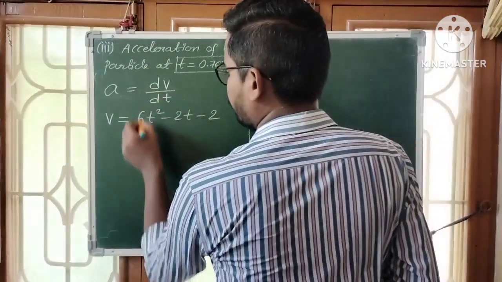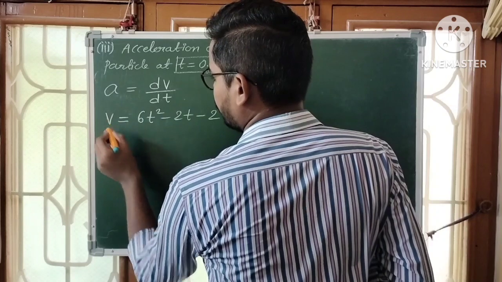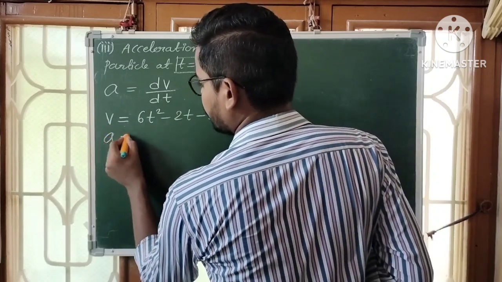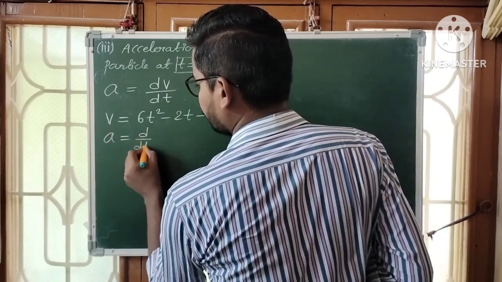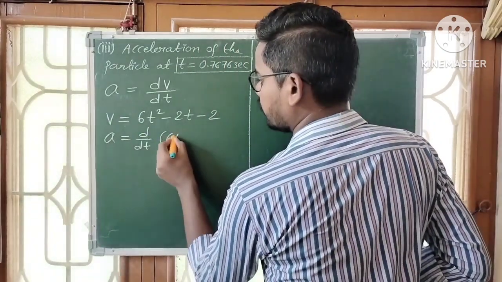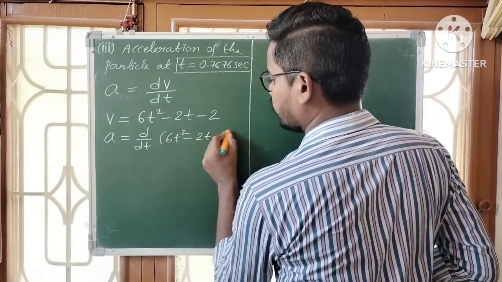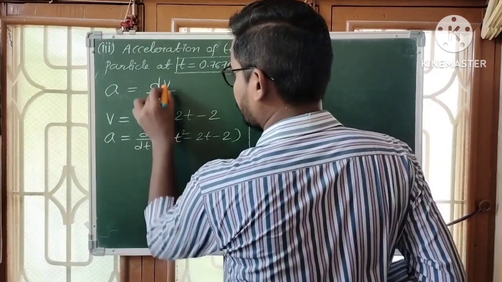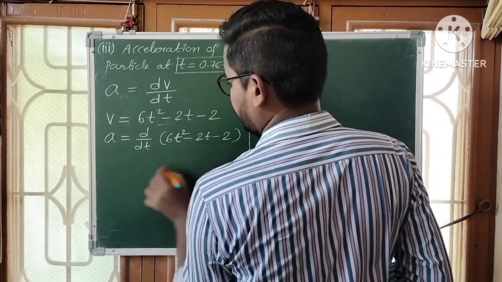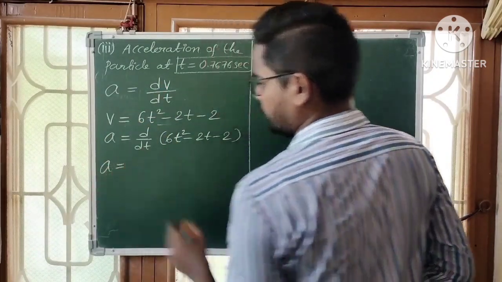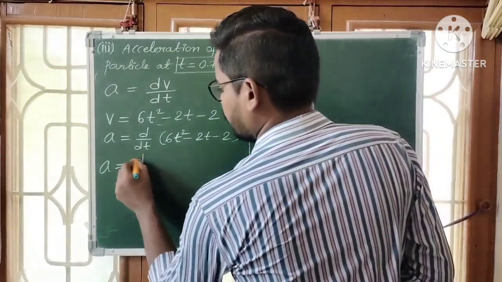Now we have to find the derivative of this expression. A is equal to d by dt of, so here velocity is equal to what? 6t square minus 2t minus 2. Okay, so in place of velocity we can take this expression.